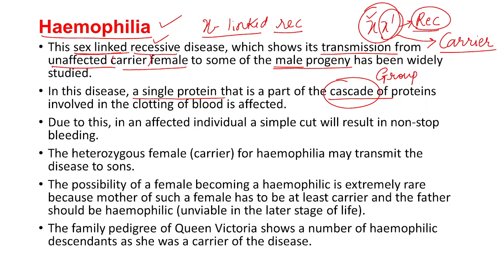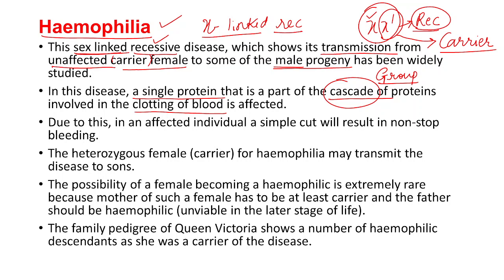In this disease, what happens? A single protein from a group of proteins involved in clotting is affected. In this particular disease, the single protein that is a part of the group of proteins involved in clotting of the blood will be affected. It means a gene that is responsible for the production of clotting factors will be affected.